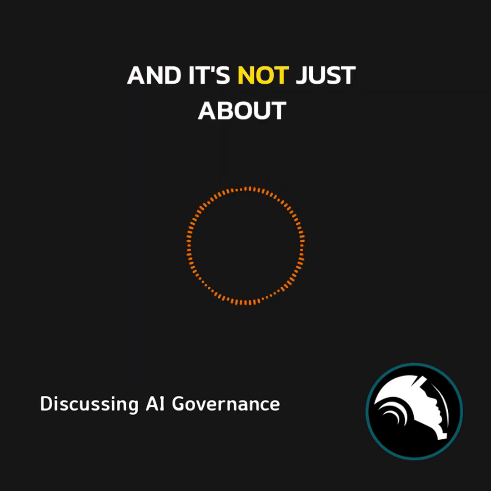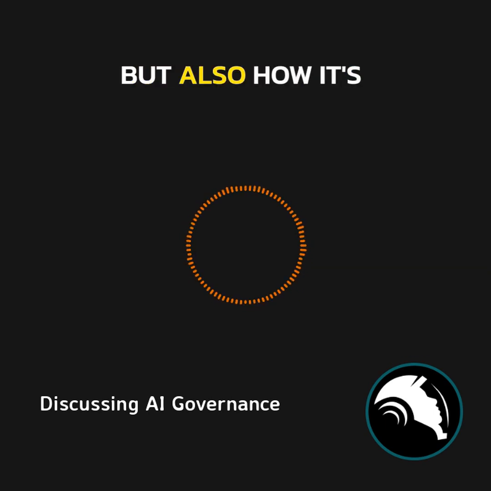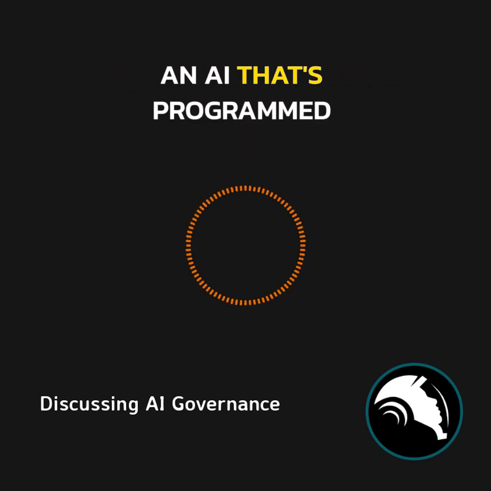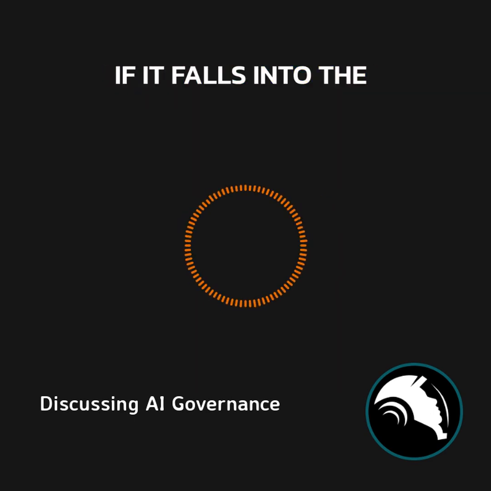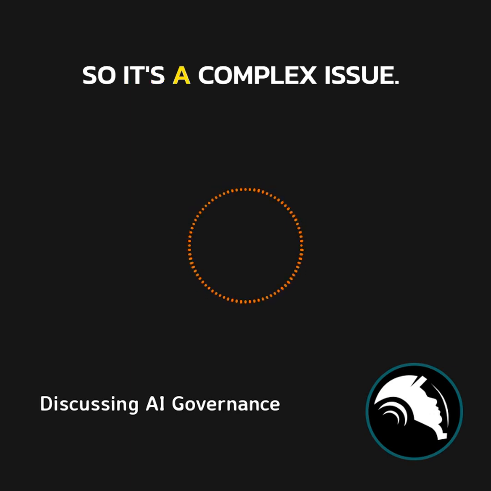Exactly. And it's not just about what AI creates, but also how it's accessed and distributed. Right, because even if you have an AI that's programmed to be ethical, if it falls into the wrong hands, it could still be used for bad stuff. Exactly. So it's a complex issue.